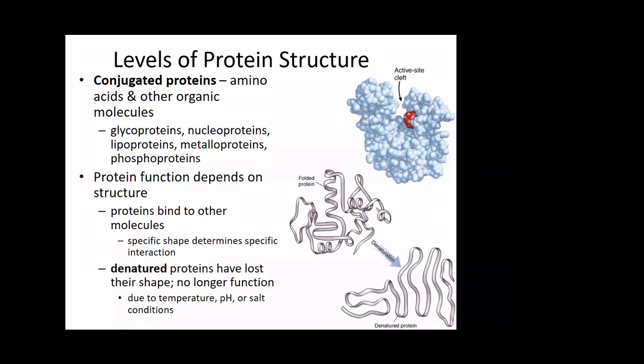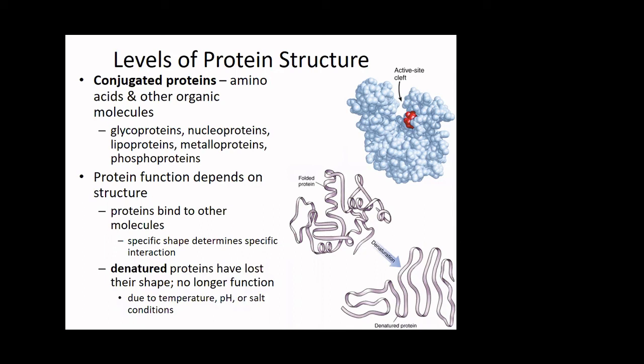When a protein loses its really specific three-dimensional structure, we call that denatured. Think of it turning into a wet noodle. Sometimes that denaturing is reversible. Sometimes it can fold back up into its really specific structure, and sometimes it can't.